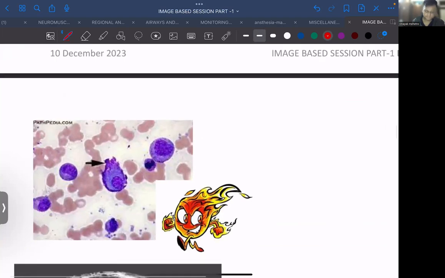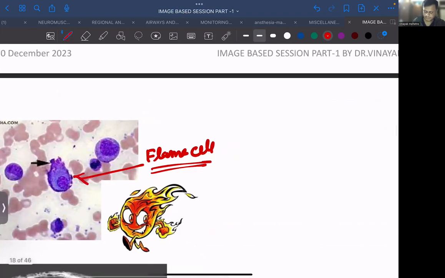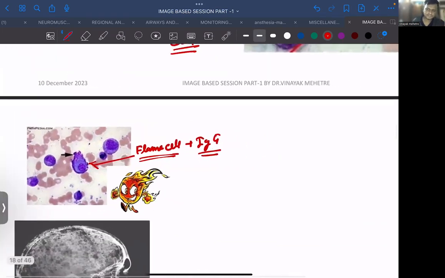Take a look over here, right? It is called flame cell. Why are we having flame cell? Anyone? It is due to deposition of what? IgG. IgG deposition happens in flame cell, right?